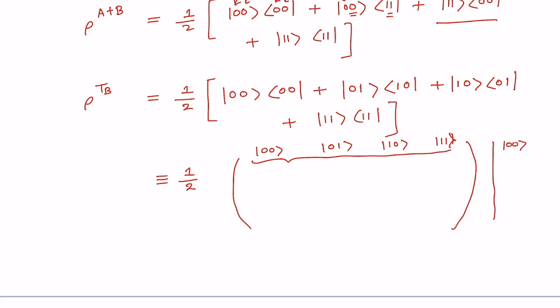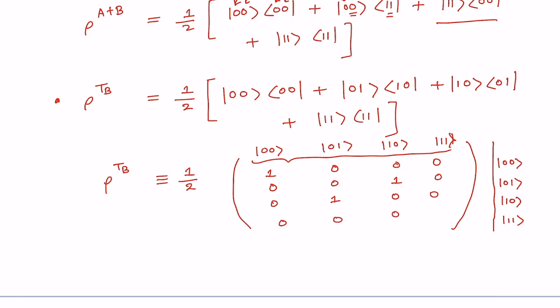Say 0 0. I will write it, this is just a trick to remember: 0 0, 0 1, 1 0, 1 1. So now from this expression, I can write the density matrix for the partially transposed system. The first row would become 1, 0, 0, 0. As you can see, the second row 0, 0, 1, 0. The third row would become 0, 1, 0, 0. The fourth row would be 0, 0, 0, 1.